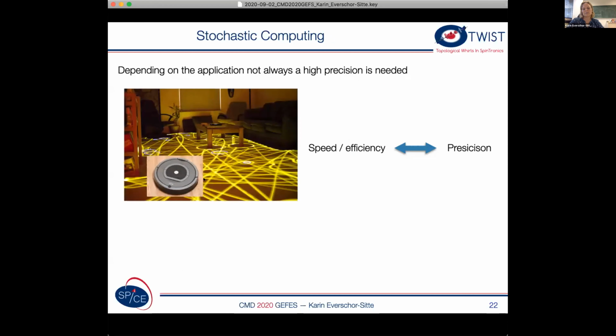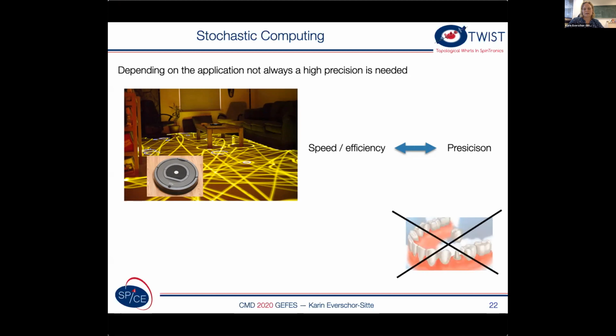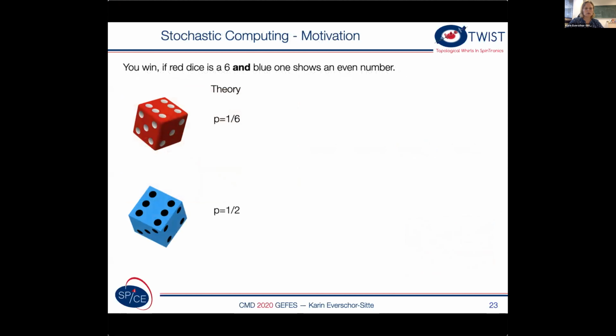And one example is when you want to use your robot vacuum cleaner at home, then you do care about speed, but not whether it's millimeter precise. The opposite example is when you go to a dentist, then you care about precision, but you prefer to wait 5 minutes longer. So what is the idea behind stochastic computing?